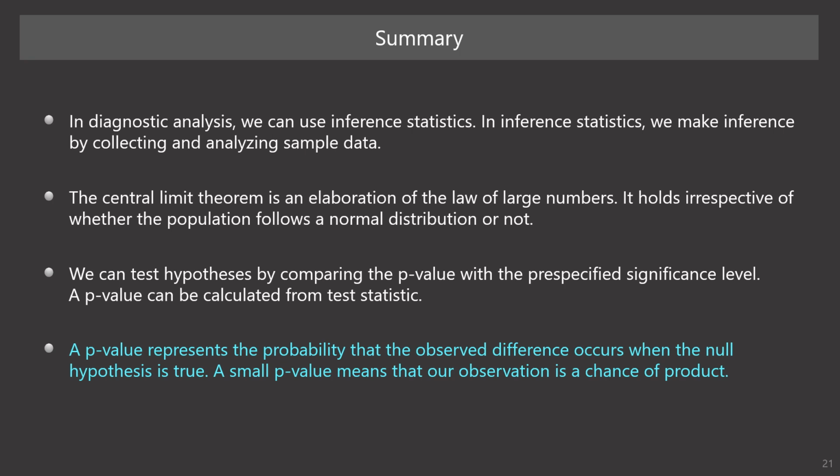That is, a small p-value does not mean that the observed difference is large. It means that our observation is not a product of chance. So, even if we get a very small p-value, our observed difference may be very small, but it can be observed also in the population.